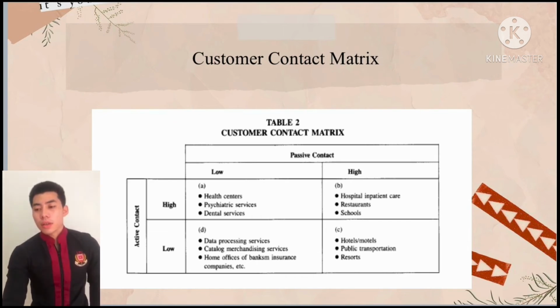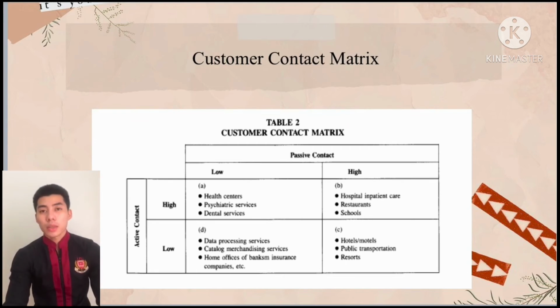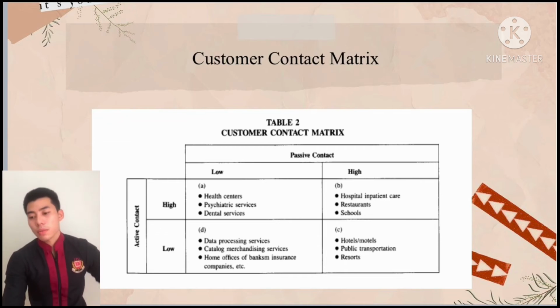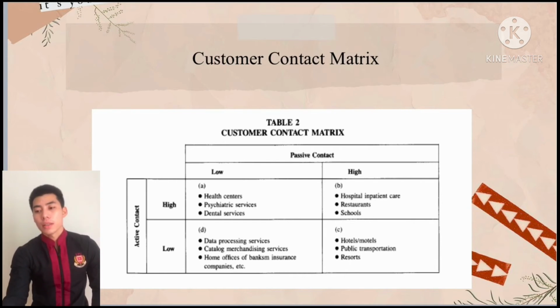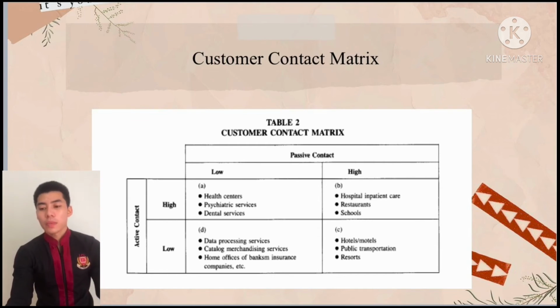Customer contact matrix. It is like Schmenner's service process matrix, but the customer contact matrix is more elaborate than the Schmenner. In cell A, it shows that this service requires high customer involvement and interaction. Customer must be physically present to obtain this service. This type of service needs interaction between customers and service provider.